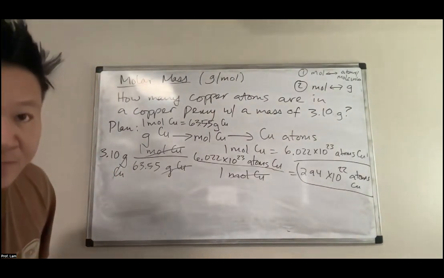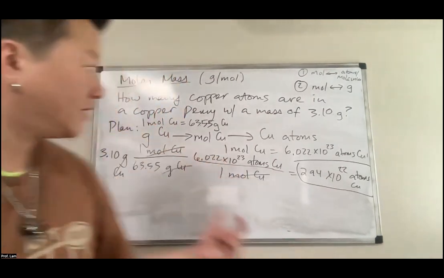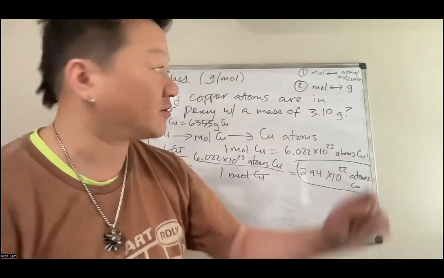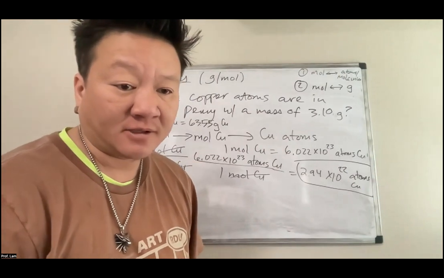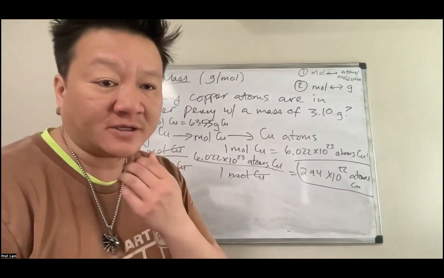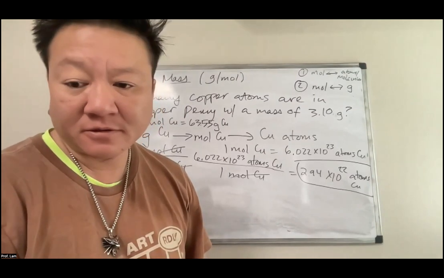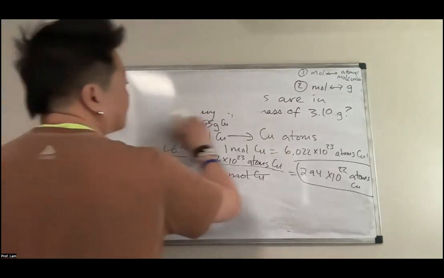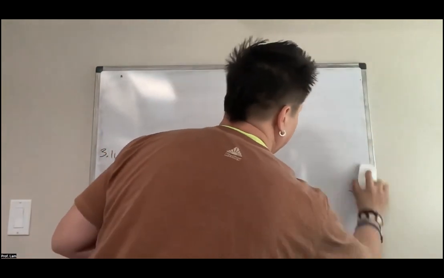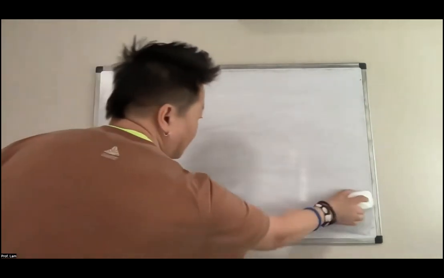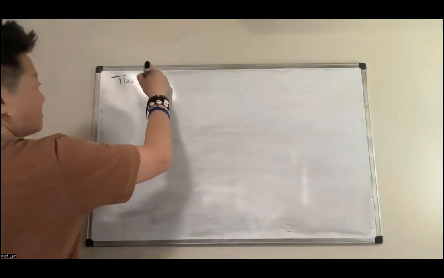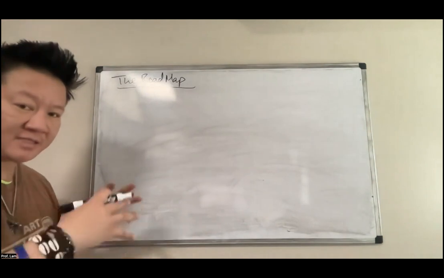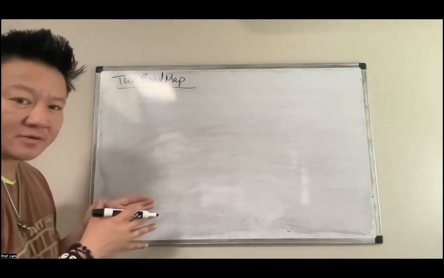Okay, so I want to summarize this for you guys. This is a way of problem solving that you're going to see over and over again in this class. So you need to be able to master using these two conversion factors to answer any kind of question. I call this the roadmap, so let me show you what the roadmap is. It's a great way of problem solving. It's a map for you to know where you start and where you end.